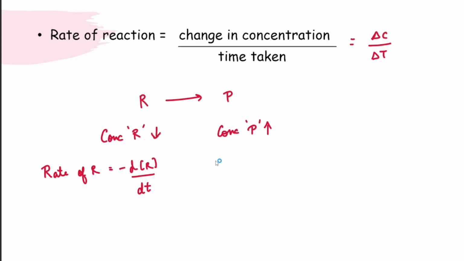Now we will write the rate for the product. It will be d of P by dt. This will have a positive sign because the concentration of the product increases. This is the simple concept that will help us to write the rate expression.